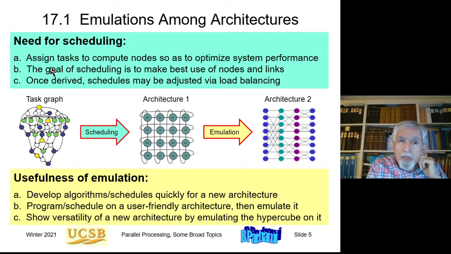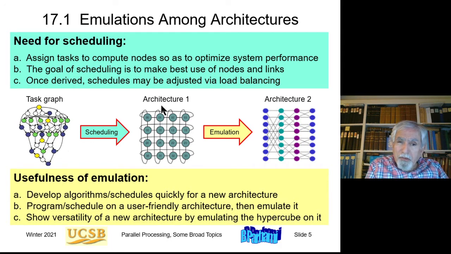So in the scheduling problem, we assign tasks to compute nodes so as to optimize system performance. The goal of scheduling is to make best use of nodes and links. Once derived, schedules may be adjusted via load balancing. So we make an initial decision about what tasks are mapped onto nodes, but because the running times of tasks, even if given to us, are usually estimates, the running time will differ from one execution to another because it may be data dependent.